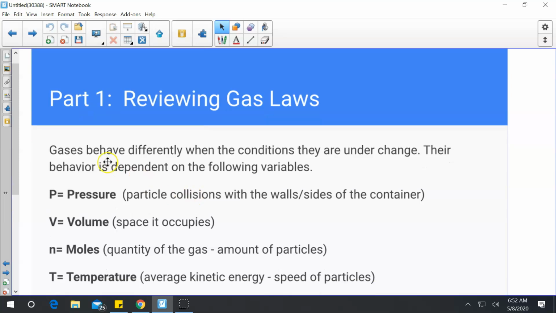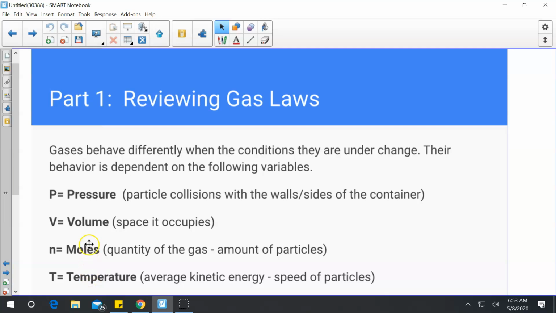Just to review, gases, there were 4 variables that we had to be concerned with: pressure, volume, moles, and temperature. Remember, pressure has to do with the particle collisions with the walls or the sides of the container. Volume is the space that it takes up, depending on if it's in a flexible or a rigid container. Moles would be the amount of particles that are in there. Temperature is the average kinetic energy, or the speed of the particles. We used vectors to represent that as the temperature increased, the particle speed increased.